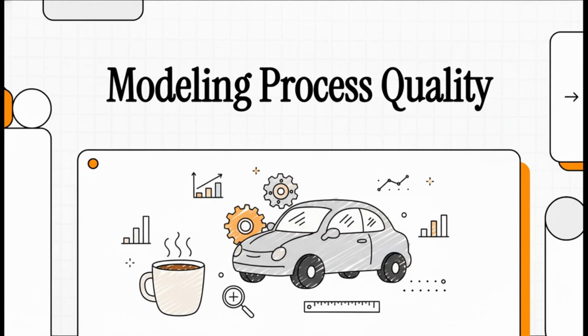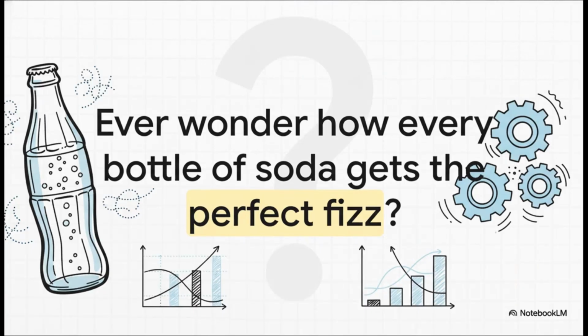Welcome to The Explainer. Today, we're pulling back the curtain on the science that makes sure everything from your car to your coffee is made just right. We're talking about the tools behind consistency and quality. You know, it's not magic, it's statistics. The real secret is all about understanding and then controlling something called variation. Those tiny natural differences that happen in any process.